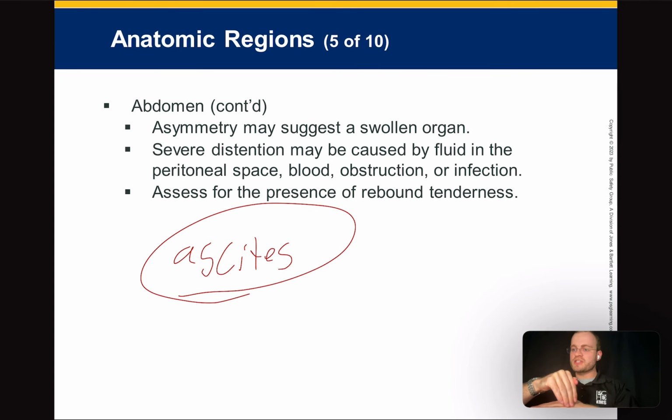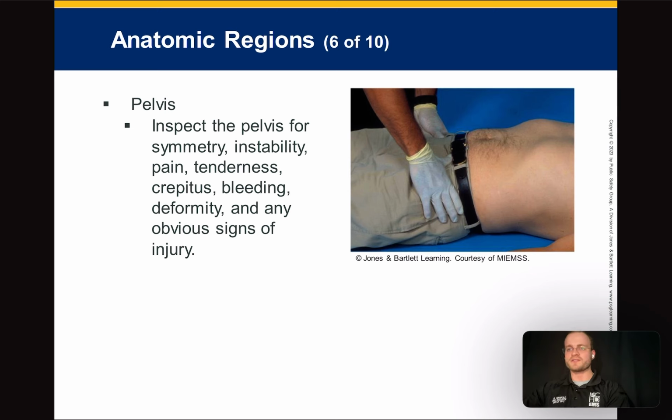If I push into someone's belly with my fingers and let go rapidly, and that is what elicits pain, that's a sign of peritonitis, a really good sign of appendicitis. The peritoneum, the sac that holds the front part of the guts, is inflamed and irritated. This is usually caused by blood. So when you push down and let go, and the letting go part is what hurts, that's rebound tenderness. That probably means peritonitis, which is usually associated with appendicitis.